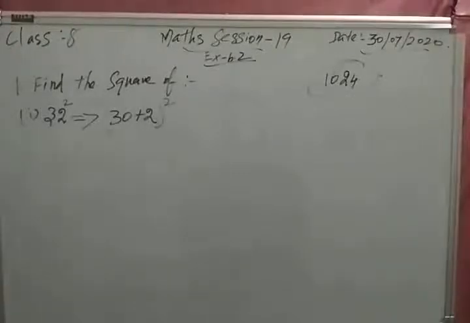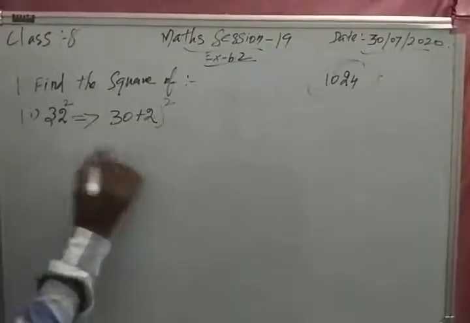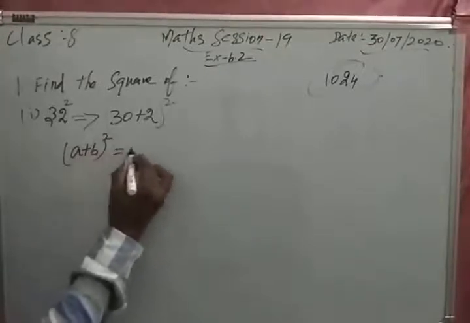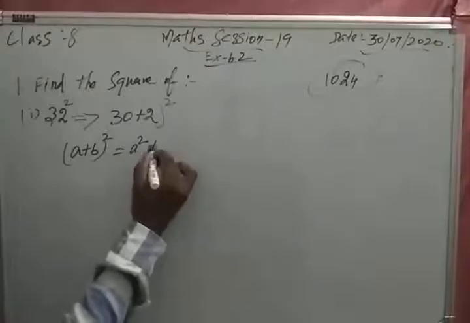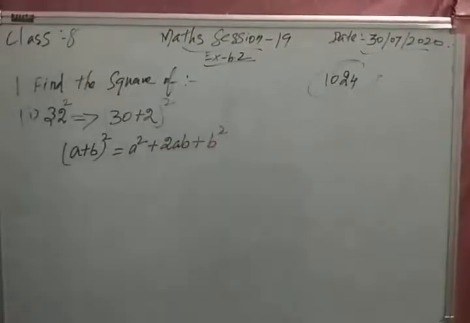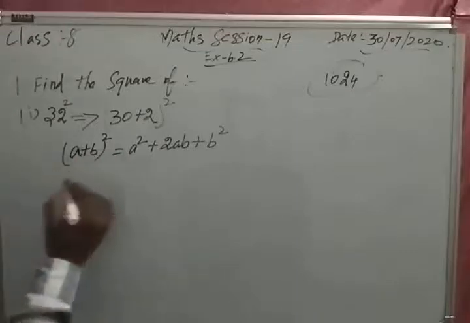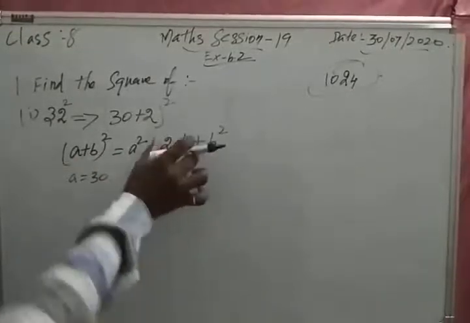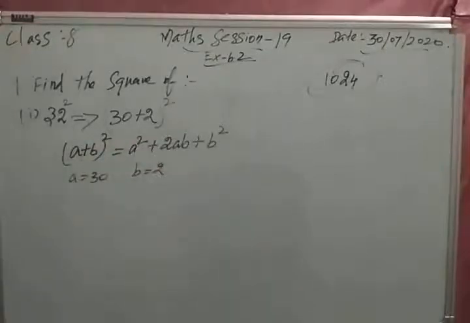Now I am introducing you to one small identity, one kind of formula. The formula is: a plus b the whole square is equal to a square plus 2ab plus b square. In this we can take a is equal to 30 and b is equal to 2. Just substitute in this.